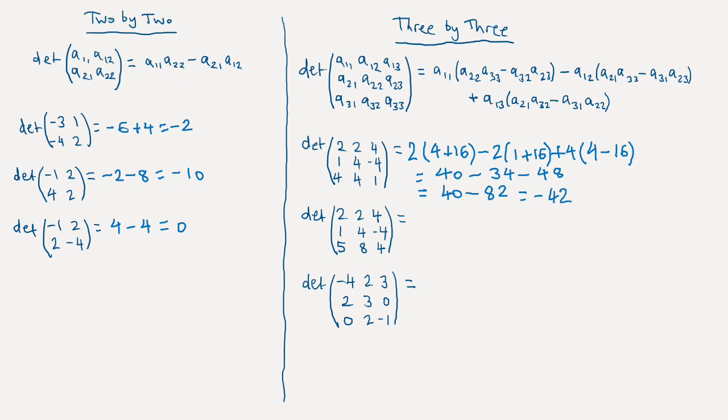Let's move on to the second example. So again, I'll expand along the first row. So we'll have 2, and then we've got 16 plus 32, and then we've got minus 2, moving to the second element, and we'll have 4 plus 20. And then moving to the third element, we're back to plus, and we've got 8 minus 20.